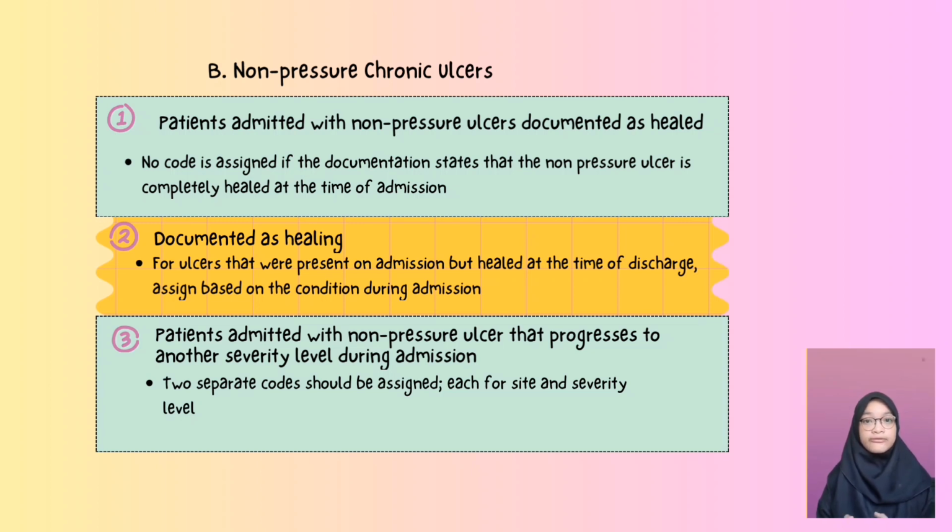Last but not least, if a patient is admitted to an inpatient hospital with a non-pressure ulcer at one severity and it progressed to a higher severity level, 2 separate codes should be assigned. One code is for the size and severity of the ulcer on admission, and another code for the ulcer on the same site but with a higher severity level reported during the stay.